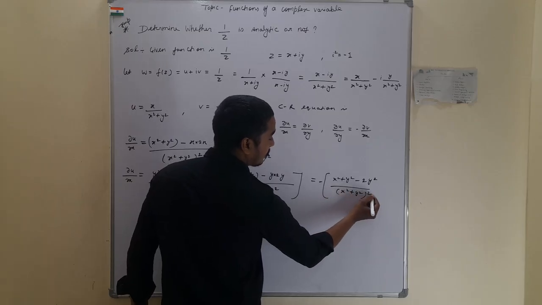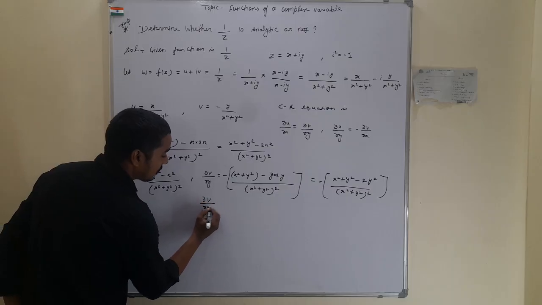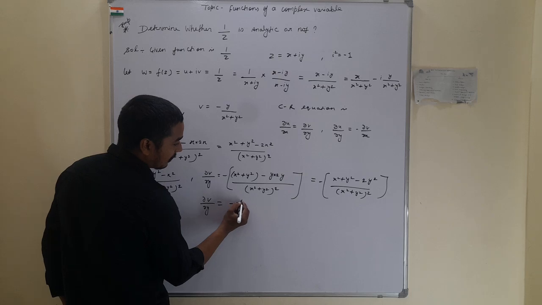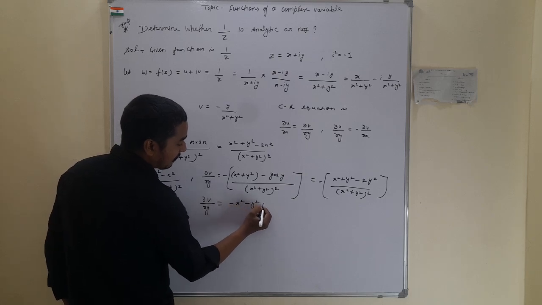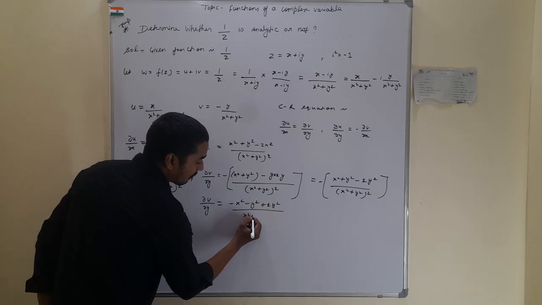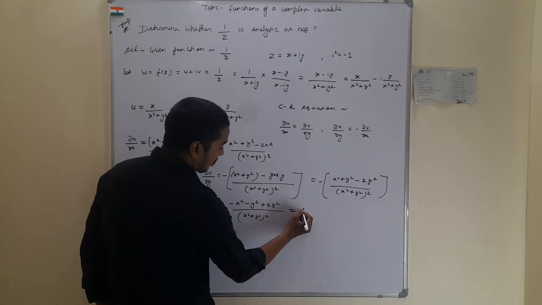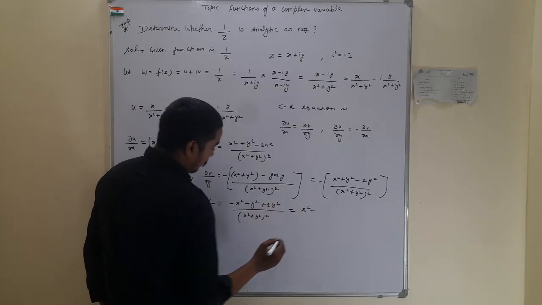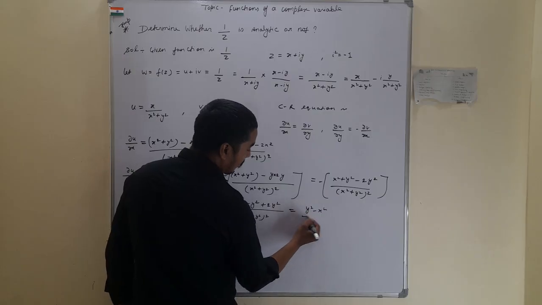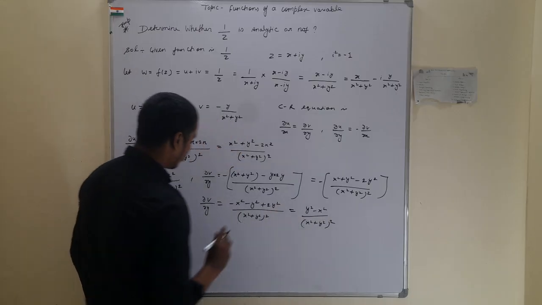and from here we have to get the value of ∂v/∂y. It is minus, multiplying in the bracket, this gives minus x² minus y² plus 2y² upon (x² + y²) whole square, and this gives x² minus, once again, y² minus x² upon (x² + y²) whole square.